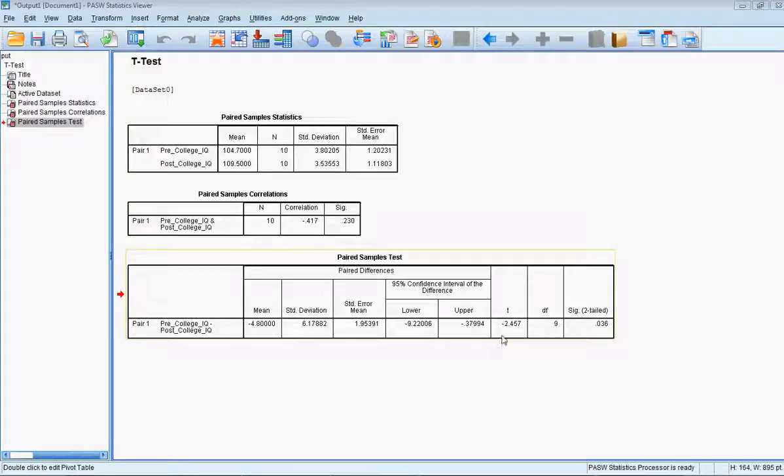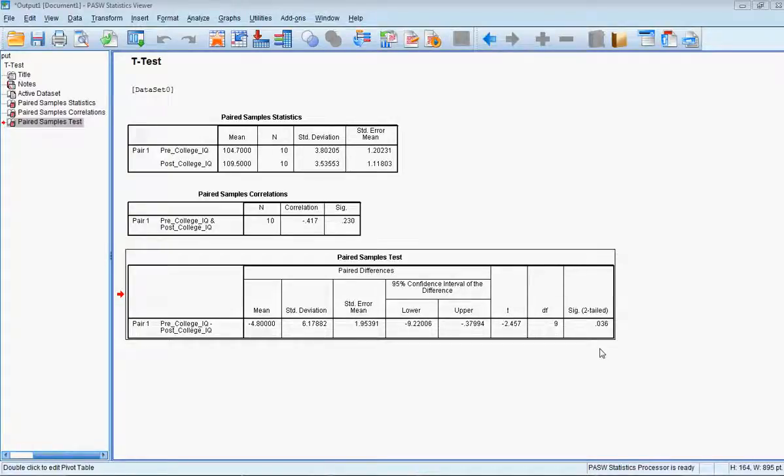On the far right, we see the t-value, degrees of freedom, and the p-value that corresponds to that t-score at those degrees of freedom. And as before, for the p-value, we want something small, like less than 0.05. This p-value does happen to be less than 0.05, so we can conclude there is a significant difference between people's pre-college IQ scores and their post-college IQ scores.